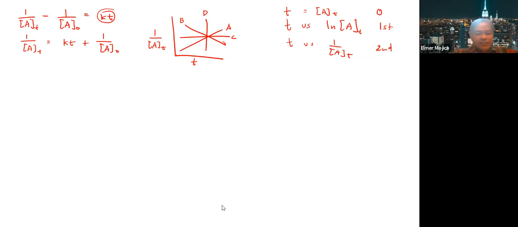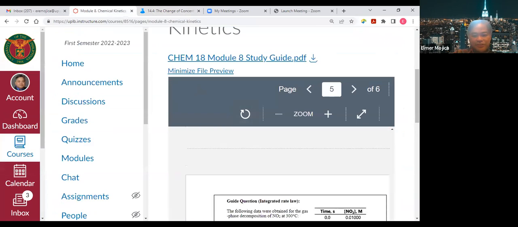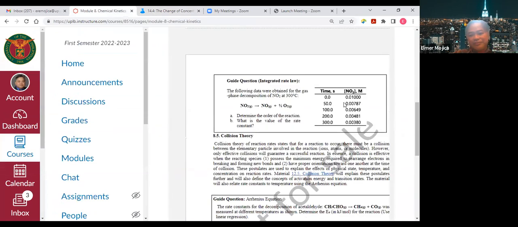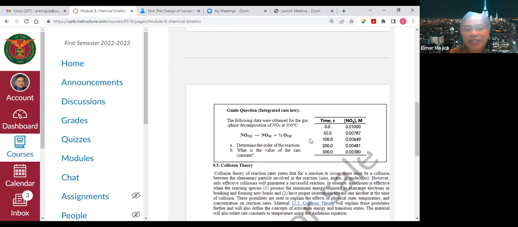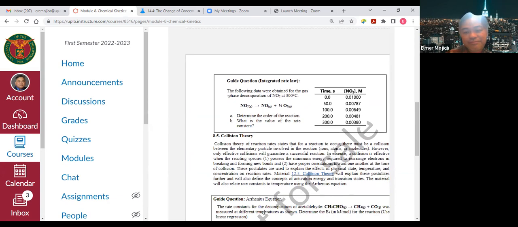Now, another thing they have, like in the example in the module, you are asked to get the order of the reaction. You're given data like that one. How are you going to do that? When you have a guide question like this, you need to graph them. If I have these values here, I'm going to graph them so that I will be able to get the order. So how do I graph it?